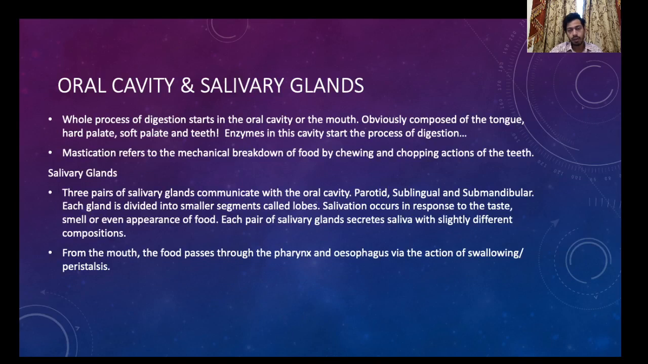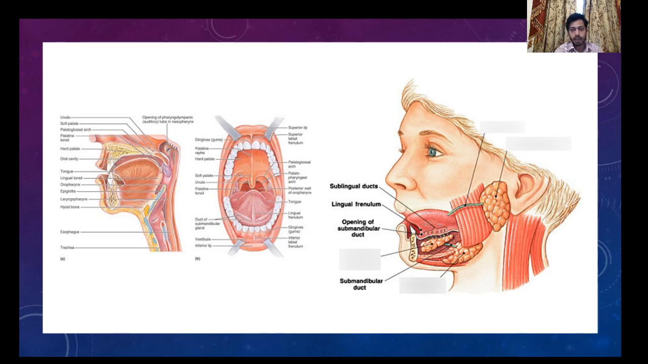And they all create saliva. That's the end product. But the composition and, you could say, the concentration is all different. So I think the white book would tell you that the parotid probably has a higher concentration of saliva than the others. So yeah, you have to read this chapter basically. And then from the mouth, the food will travel via the esophagus due to peristalsis, which we're going to go through very soon. So this is the mouth and the oral cavity.